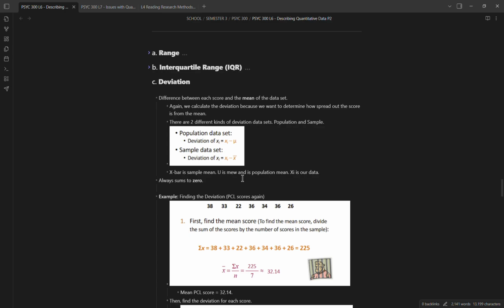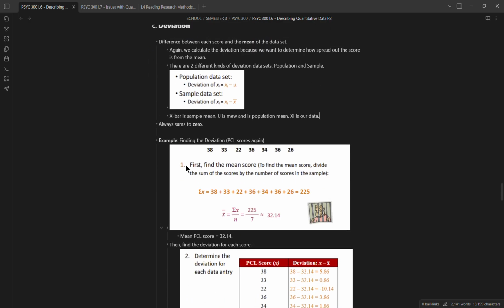But yeah, so there are two different kinds of deviation data sets, population data sets and sample data sets. When it comes to population data sets, the deviation of our data is the piece of data, like the score, for example. If we're looking at PCL scores, that instance of data minus the population mean. And for sample data sets, it is that individual score minus the sample mean. Yeah, so we get those values.